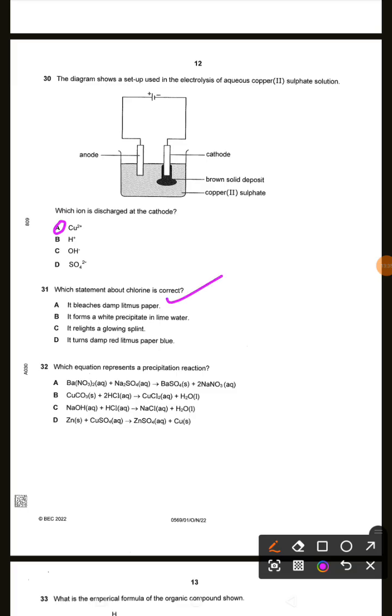Yes, it does that. It forms a white. No, it does not. It realize. No, it turns damp red litmus paper blue. No, actually the opposite. It turns a blue litmus paper red.